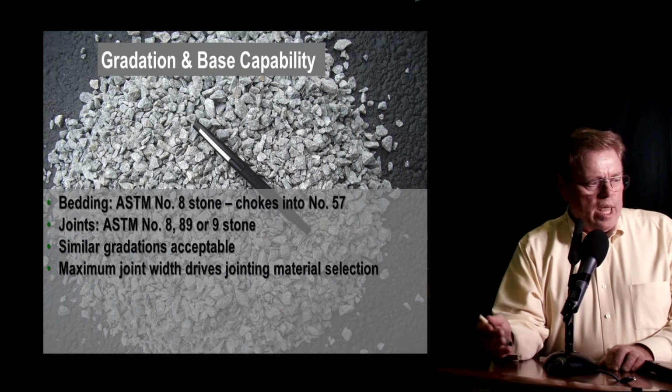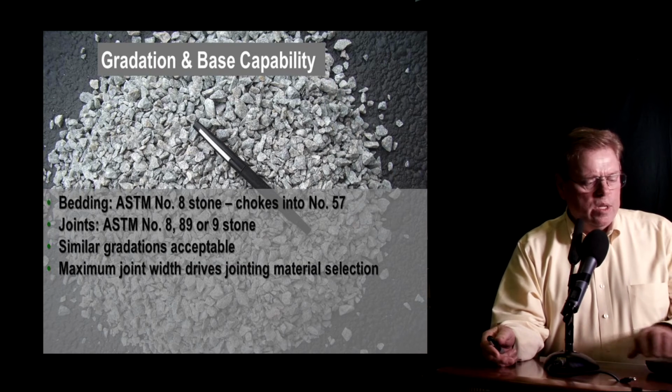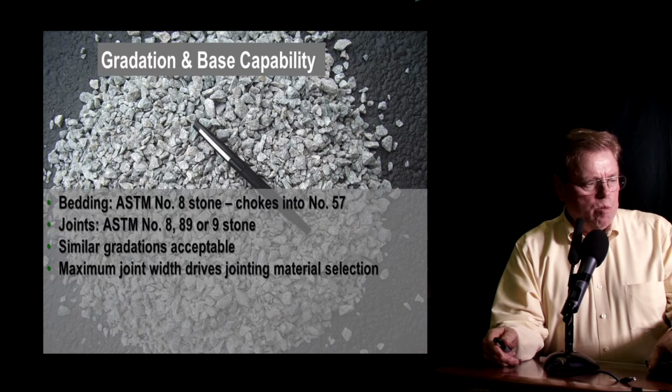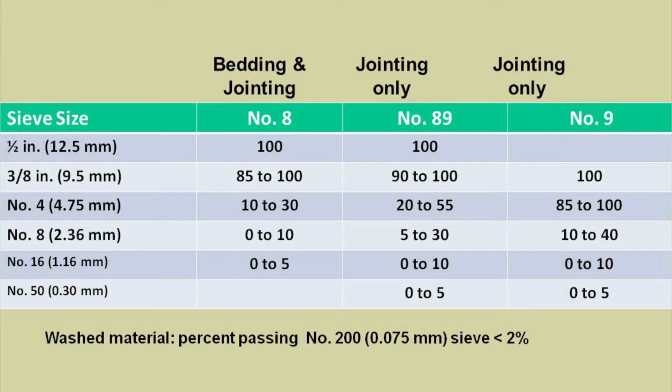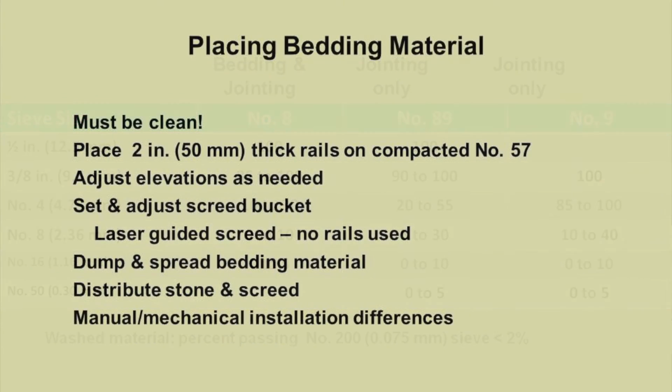Again, to review, the ASTM number 8 stone chokes into the 57. You can use smaller aggregate in the joints. Similar gradations are certainly acceptable. And look at your joint size to determine if the joint material you have available locally is suitable. And here's that chart again. We showed this before. Keep the bedding material clean. It's only a 2 inch layer, so it doesn't need pre-compaction. But you'll use screed rails to do that and set it on a pre-graded base, and there are requirements in the guide specification, which we would get into in an advanced course, of what those variations are allowed.